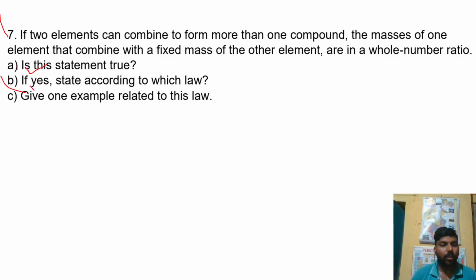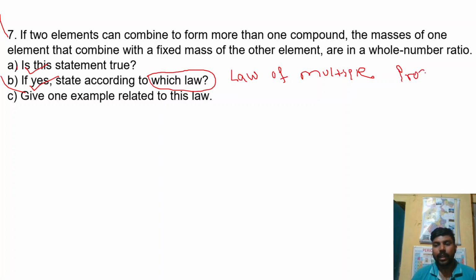And this follows which law? The law of multiple proportions. Very important law. And who gave this law? This law was given by John Dalton in the year 1803. So the law of multiple proportions. The name of the law is very important here, and as the law is already given here, you have to remember. Now the question is: give one example related to this law.